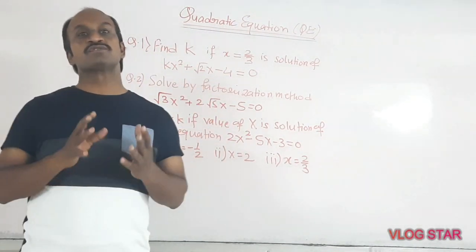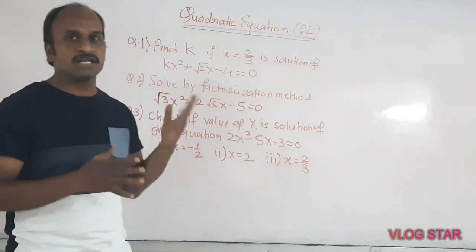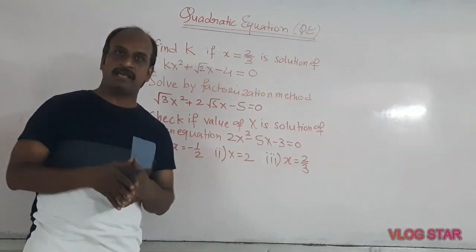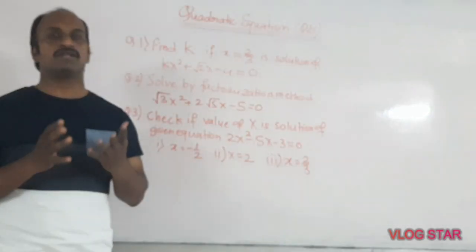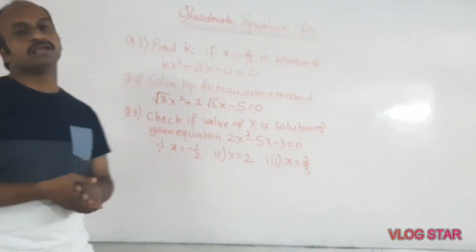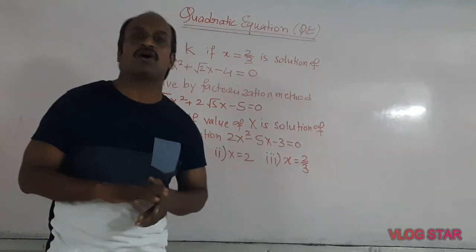So here are a few sums for quick revision which you have to solve. One is based on finding the value of k, another is based on finding the two solutions of the given equation, and the last one is to find out whether the given value of x is a solution of the given equation or not.